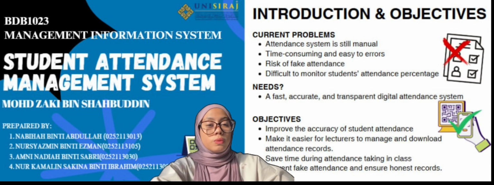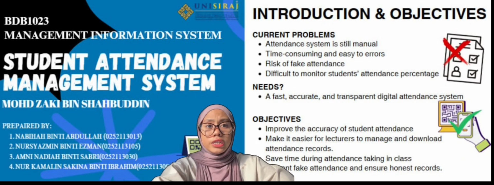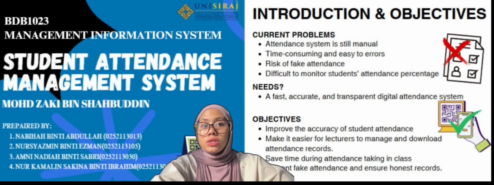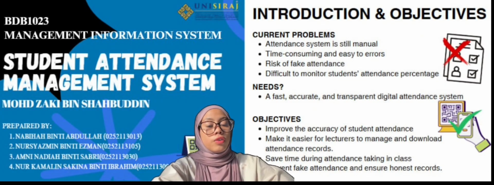The student information and the attendance time are captured systematically and securely. So what are the objectives for which the system is made? The objective is to improve the accuracy of student attendance and also to make it easier for lecturers to manage and download the attendance records without the manual system. Because if we use the QR code system, the records are already in the system digitally, so the lecturer no need to look back at the attendance sheets or so on.